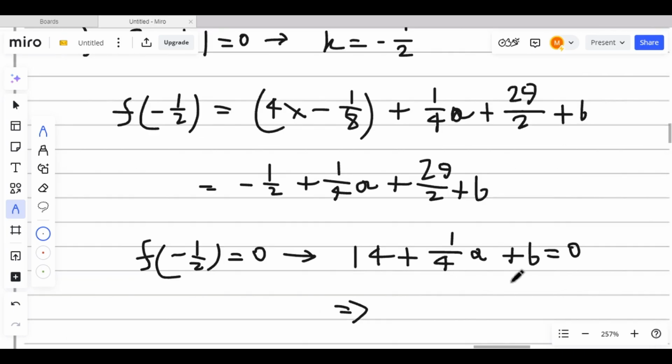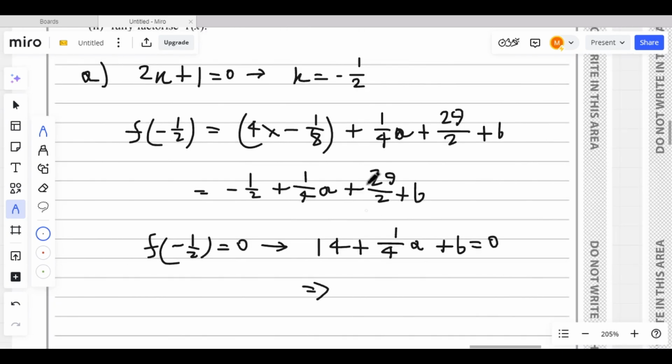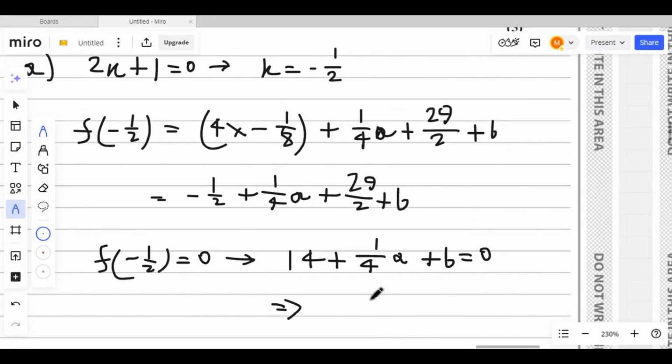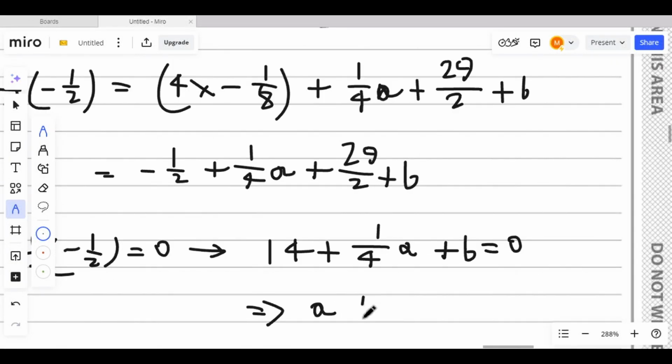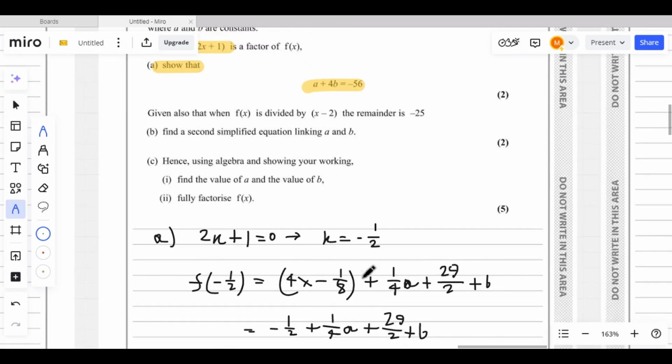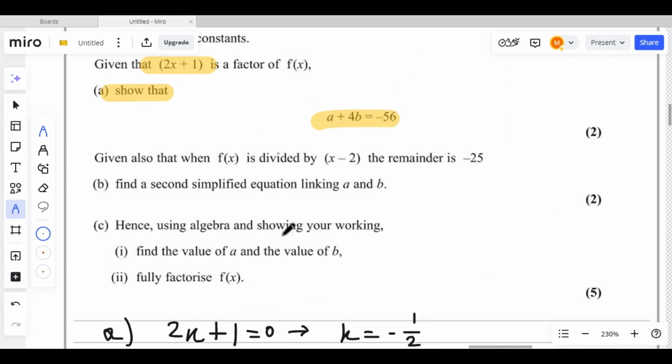So from there, what we can do? We can multiply both sides by 4. If you multiply both sides by 4, you'll get a plus 4b, and take this 14 to the right side. You'll get negative 56. That's it. Showed. Okay, the next question.